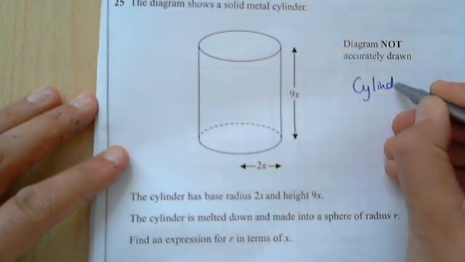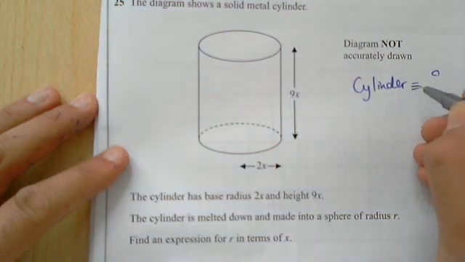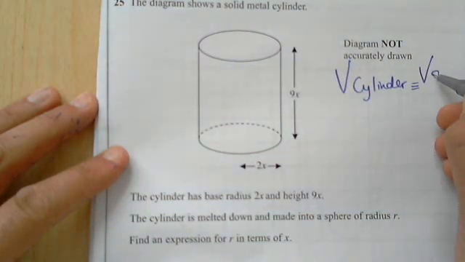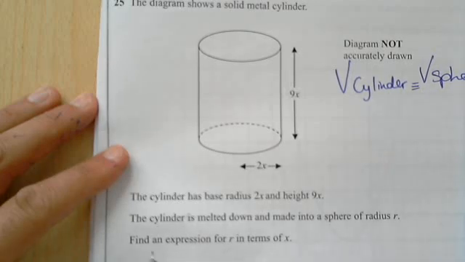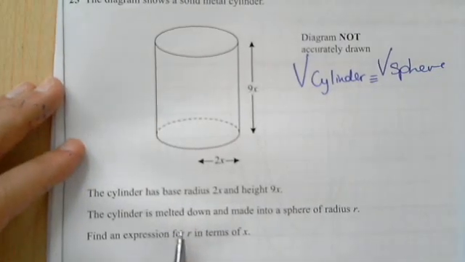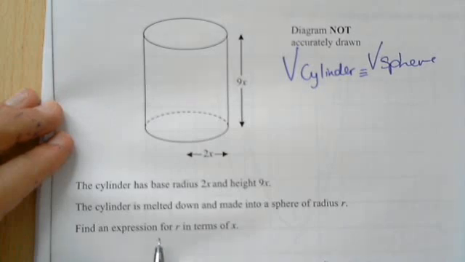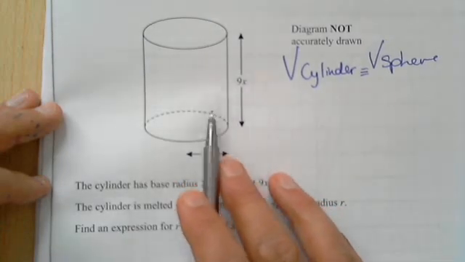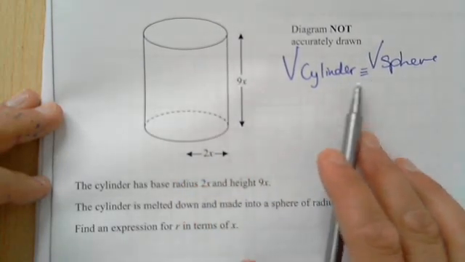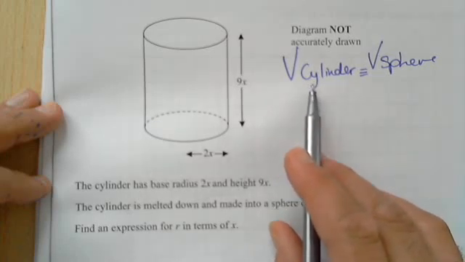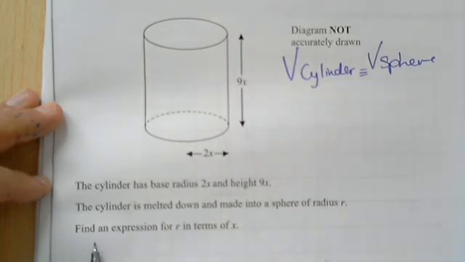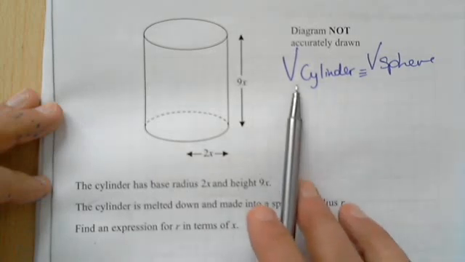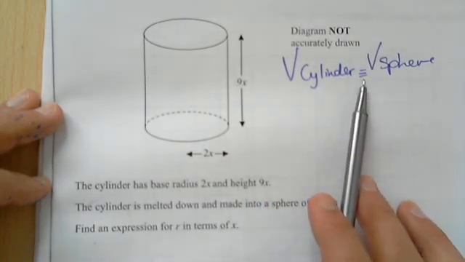So we have a cylinder. The cylinder is melted down and made into a sphere of radius r. Find the expression for r in terms of x. Okay, so what do we know? When you melt the cylinder down into a sphere, the volume will stay the same. So the volume of the cylinder will be the same as the volume of the sphere. They haven't mentioned anything here about volume, so that's for you to figure out yourself in the question.